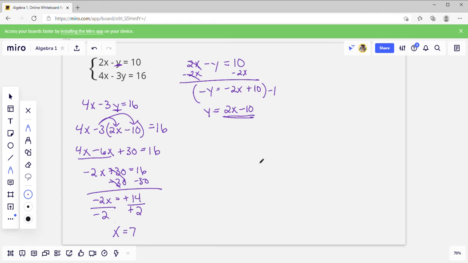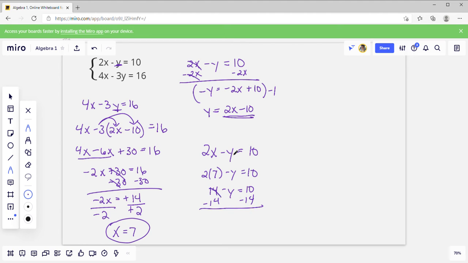So I have a value for x. X equals 7. Now I need to plug that value into one of these equations. So I'm going to go with my 2x minus y equals 10. My x is 7. So 2 times 7 minus y equals 10. 2 times 7 is 14. Minus y equals 10. I'm going to subtract 14. I'm going to get negative y equals negative 4.